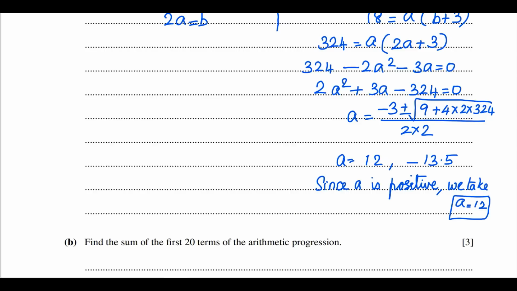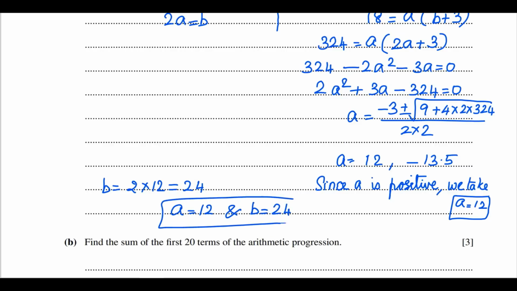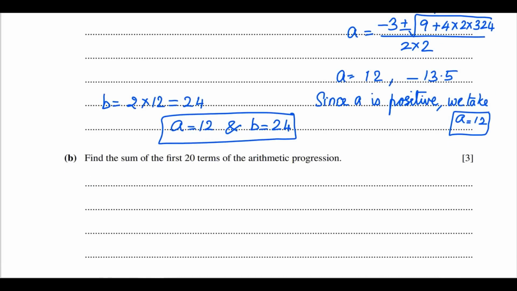So B is equal to 2A. So B is equal to 2 multiplied by 12, which is nothing but 24. So A is equal to 12 and B is equal to 24. Next part of the question is to find the sum of the first 20 terms of the arithmetic progression.